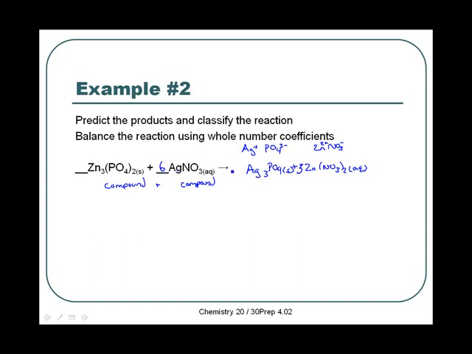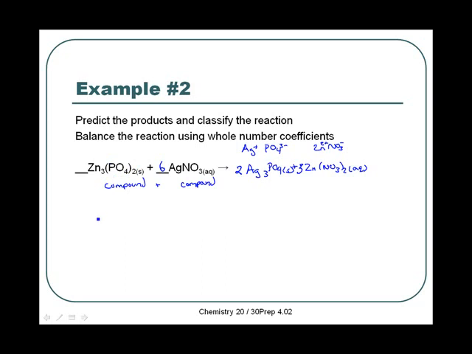Since I have 6 nitrates here, I'm going to get a total of 6 silvers. On this side I have 6 silvers on my reactant side. I'm going to need 6 silvers on my product side, and that nicely gives us 2 phosphates on my product side, and I needed 2 because I have 2 on my reactant side.